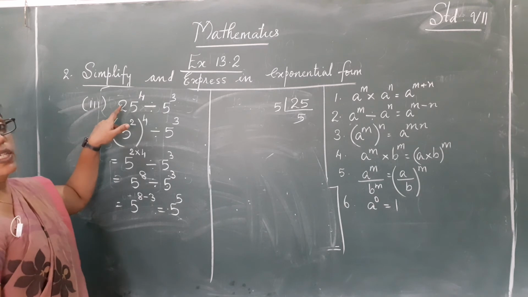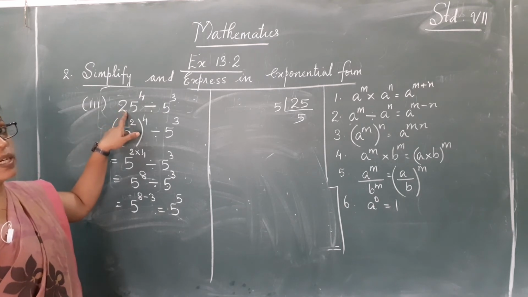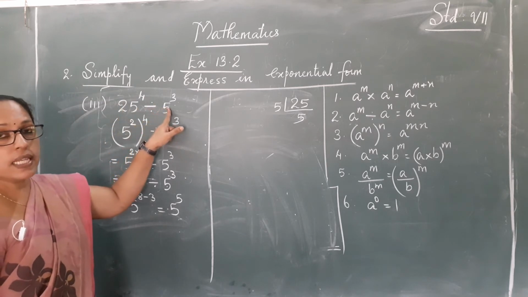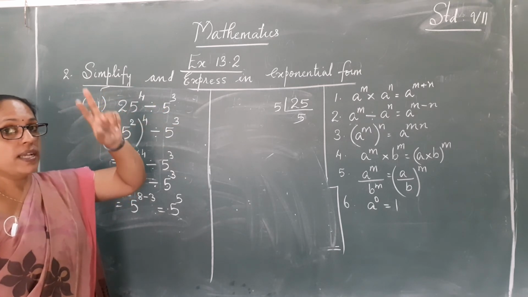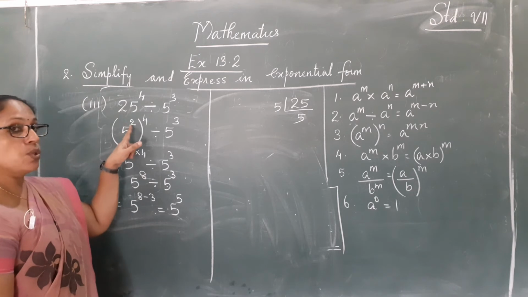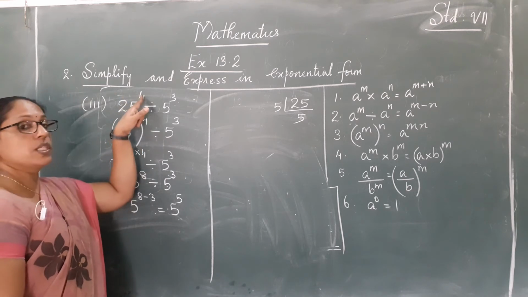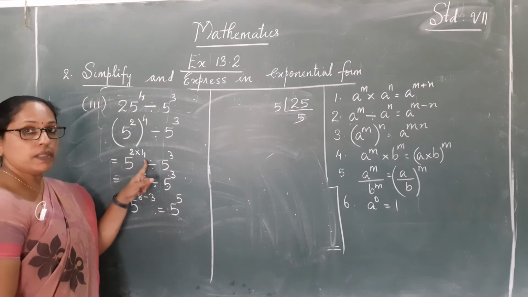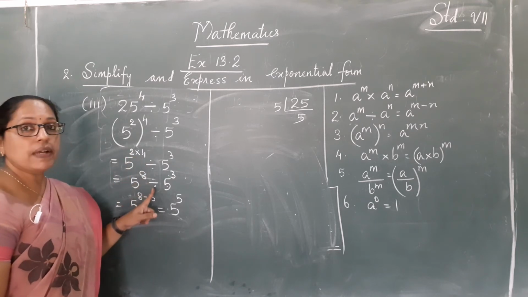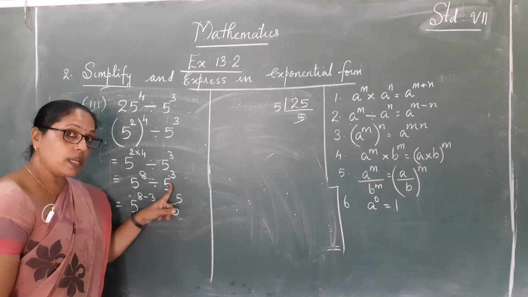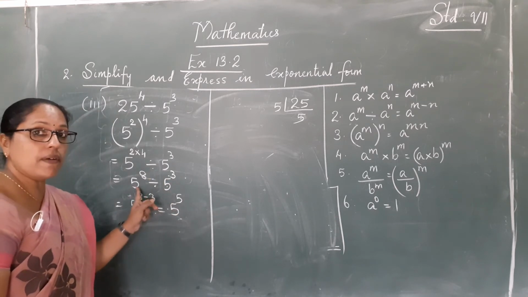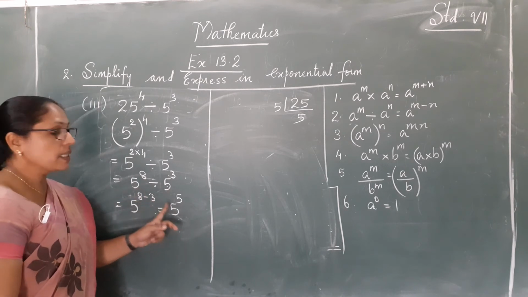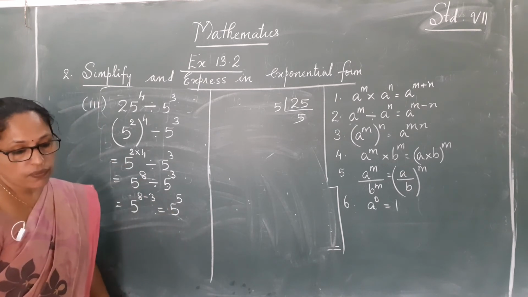Once again, change 25 into the base of 5 because 25 is present in 5's table. How many times? 5 5's 2 times. So 5 raised to 2, then whole raised to 4. So double power is coming, so multiply the power. 5 raised to 8 divided by 5 raised to 3. Here comes the bases same, dividing powers with same base. So subtract the powers. So 5 raised to 5.